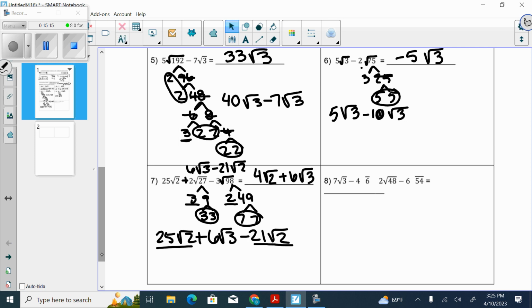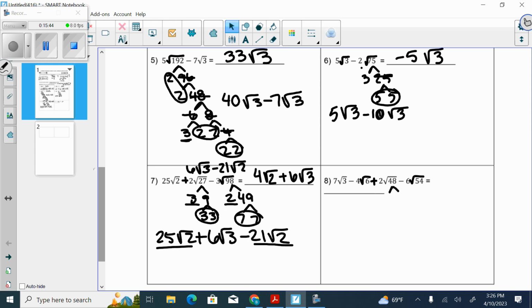All right. Last one. We've got 7 square root of 3 minus 4 square root of 6 plus 2 square root of 48 minus 6 square root of 54. All right, so square root of 3 is pretty small, can't be simplified, right? What about square root of 6? Can that one be simplified? 2 and 3, does that give us any pairs? Okay, so that one's going to stay as it is.